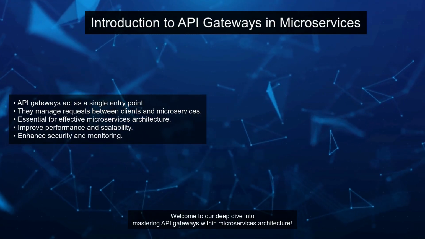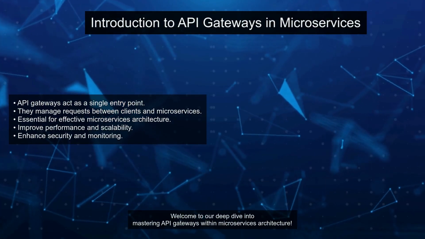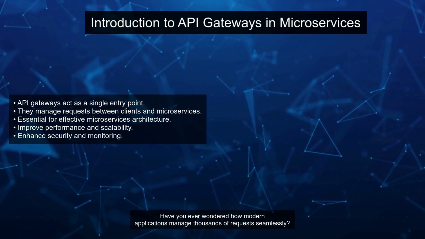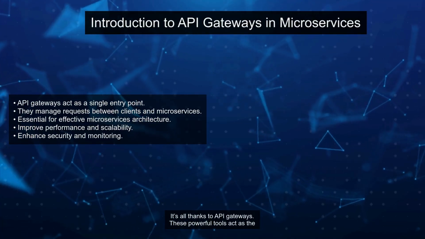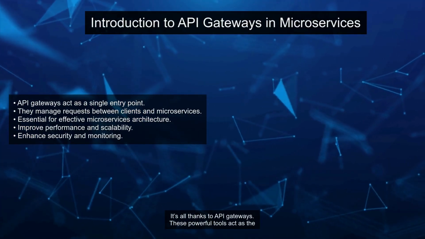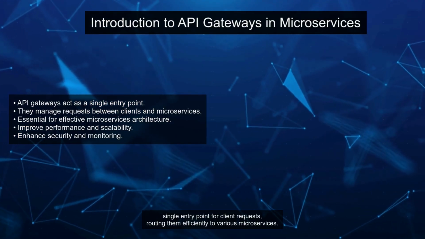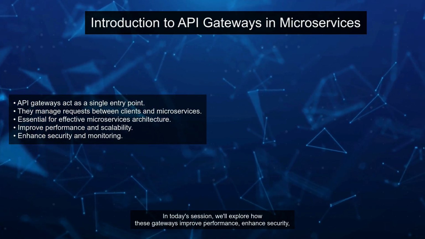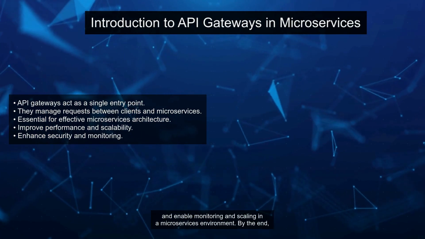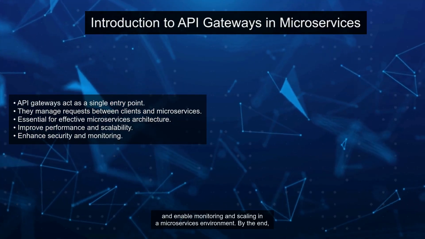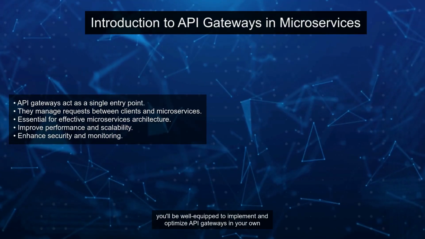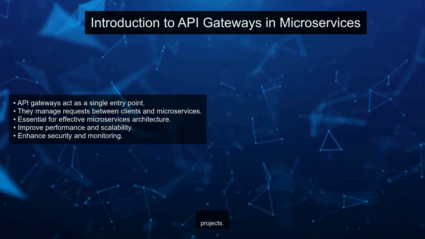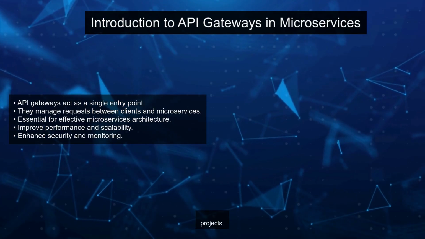Welcome to our deep dive into mastering API gateways within microservices architecture. Have you ever wondered how modern applications manage thousands of requests seamlessly? It's all thanks to API gateways. These powerful tools act as the single entry point for client requests, routing them efficiently to various microservices. In today's session, we'll explore how these gateways improve performance, enhance security, and enable monitoring and scaling in a microservices environment. By the end, you'll be well equipped to implement and optimize API gateways in your own projects.